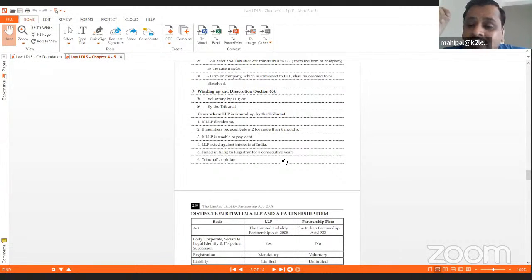Important rule, please write it down. Where the designated partners reduce to less than 2 and the firm continues the business for 6 months, then all the partners will be deemed to be designated partners. Clear?